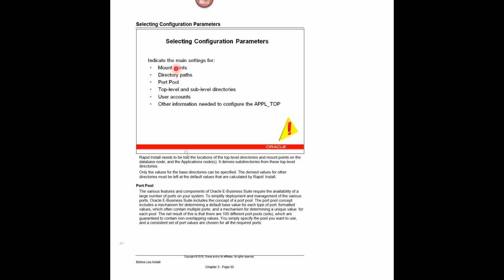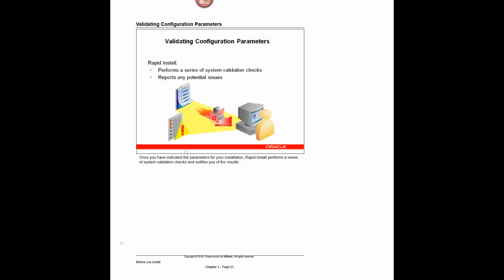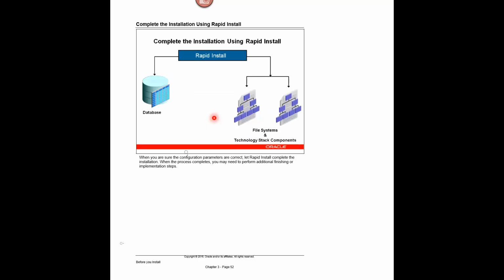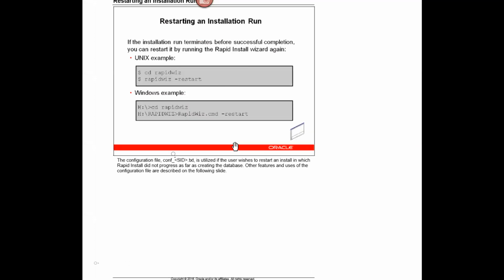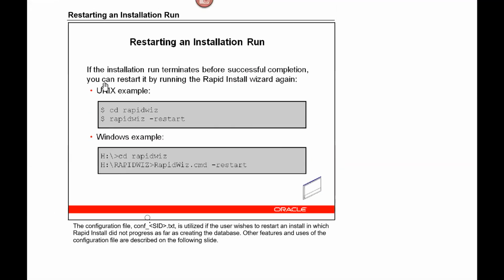Then the mount points, directory points, port pool, and user accounts. This is all what we have selected. Then it will validate. In case some problem happens, you can rerun, but I prefer not to. If something happens, you delete everything and start again. They say you can run this again and restart, but preferably let it go in one shot.